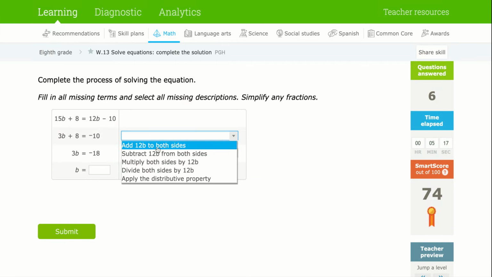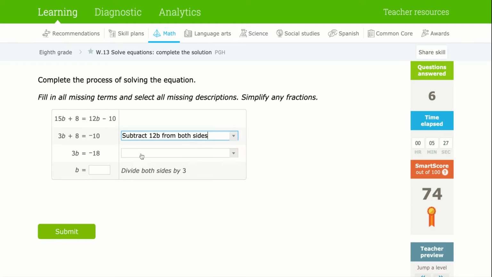So they didn't add 12 b's. That would end up being 24 b's on the left. They subtracted 12b. They didn't multiply, didn't divide, and didn't apply the distributive property. So we subtracted 12b from both sides.